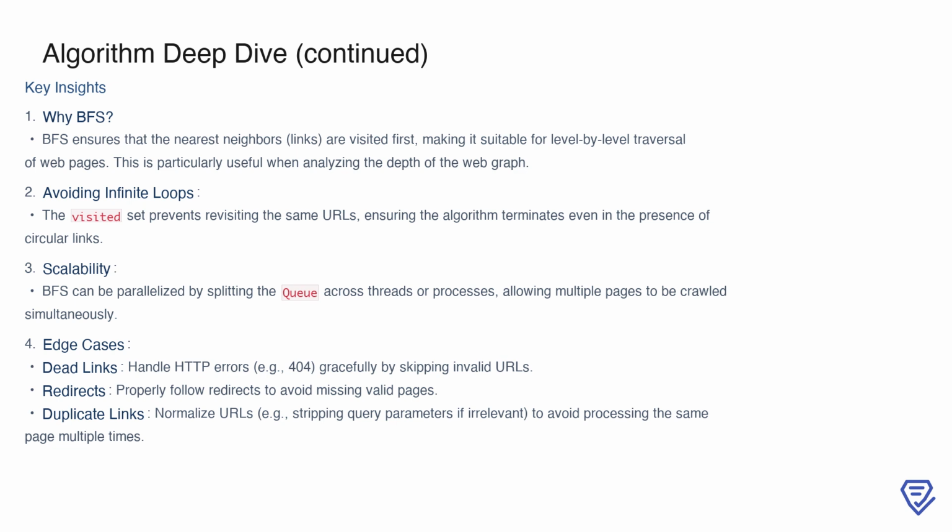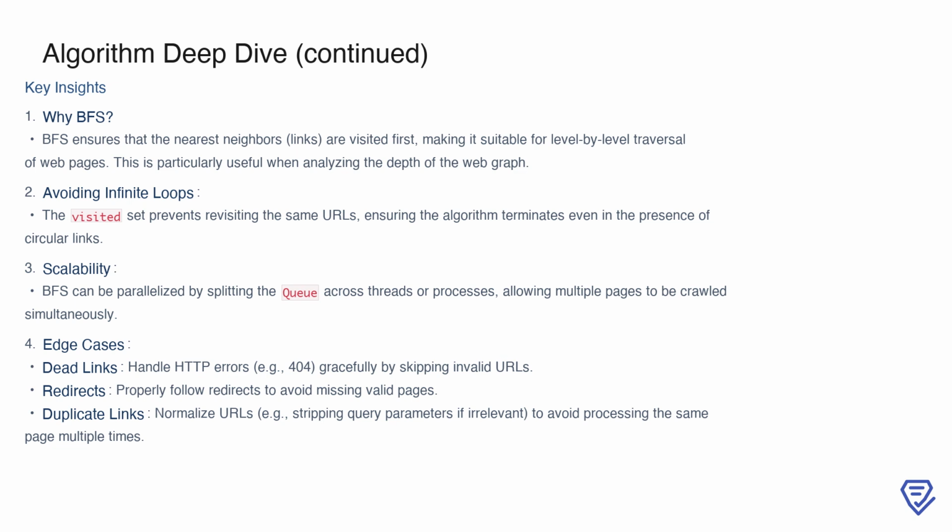This behavior is useful when analyzing the depth of the web graph or ensuring a structured traversal. A key feature of the algorithm is the use of the visited set, which prevents revisiting the same URLs, effectively avoiding infinite loops that could arise from circular links. The algorithm also scales well, as BFS can be parallelized across threads or processes. For example, different threads can handle separate segments of the queue, allowing multiple pages to be crawled simultaneously.